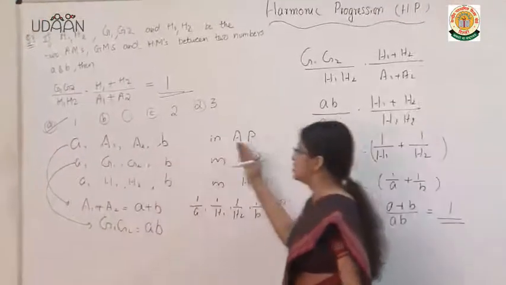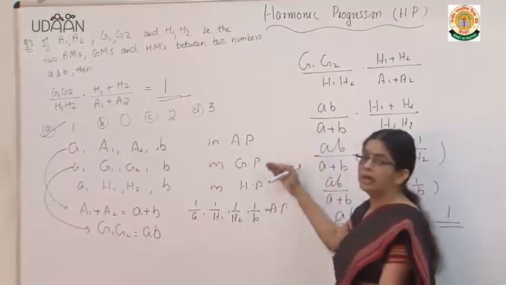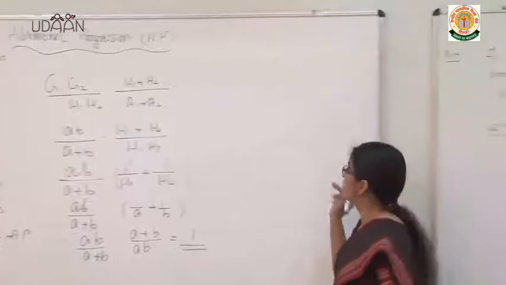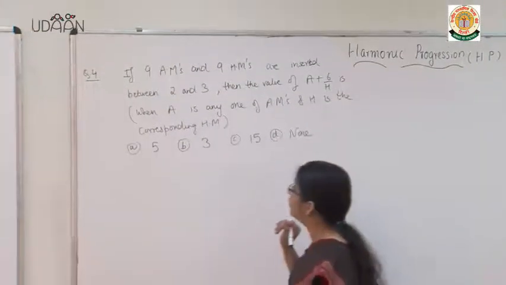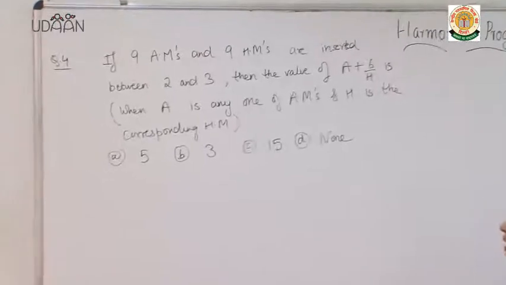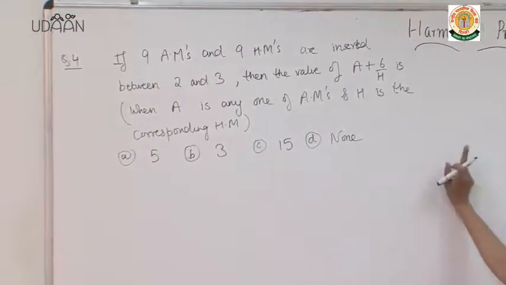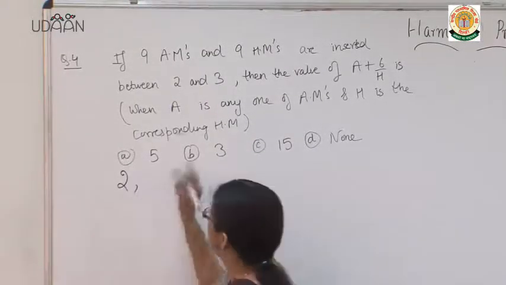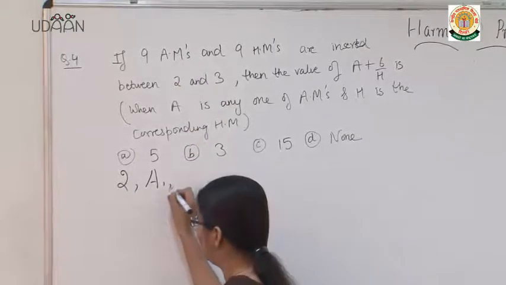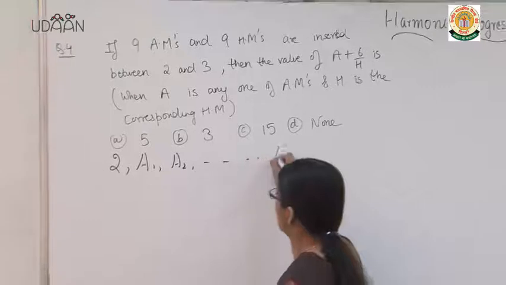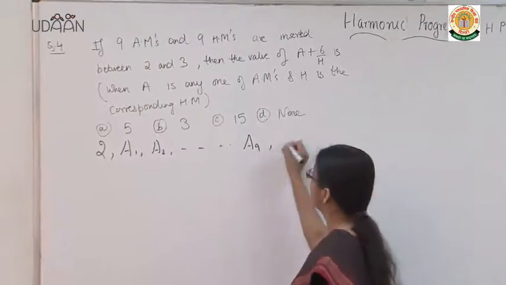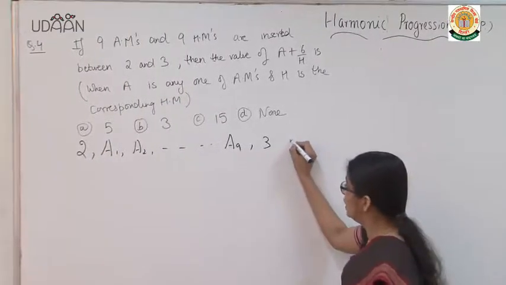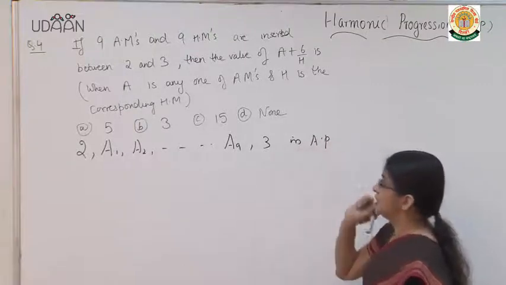It's a simple question based on the concepts of arithmetic mean, geometric mean and harmonic mean. Let us proceed to the next question. Question number 4 on the module, solved example 4. Read the question once. 9 arithmetic means and 9 harmonic means are inserted between 2 and 3. Let the arithmetic means be A1, A2, etc., A9. 9 arithmetic means are there between 2 and 3. So these arithmetic means together with 2, 3, they are in arithmetic progression.